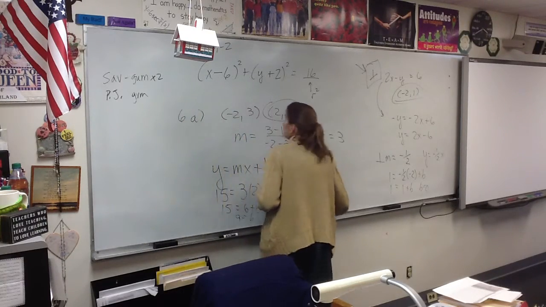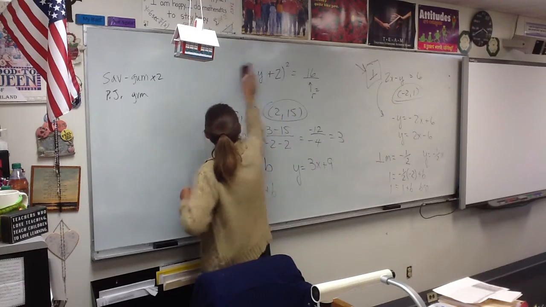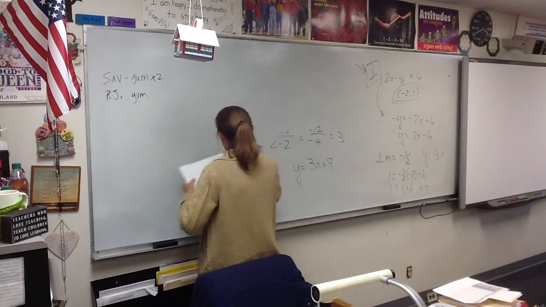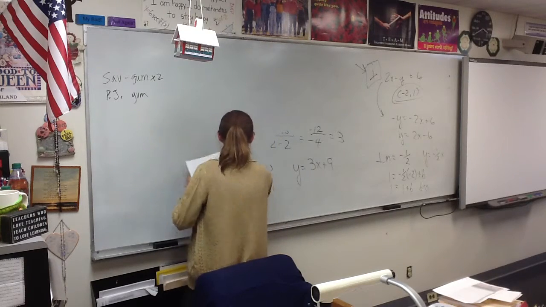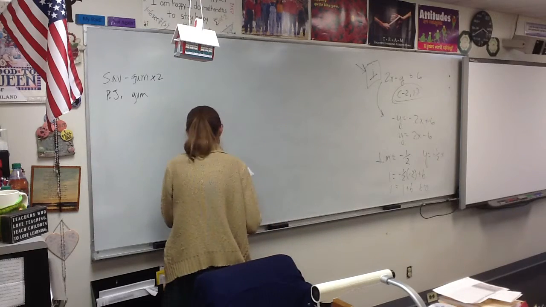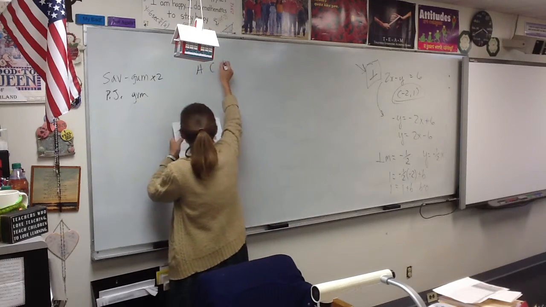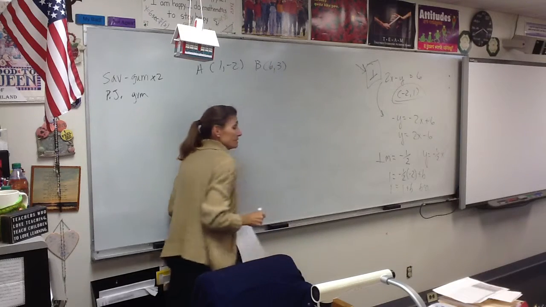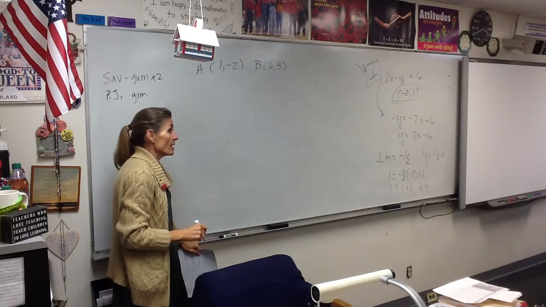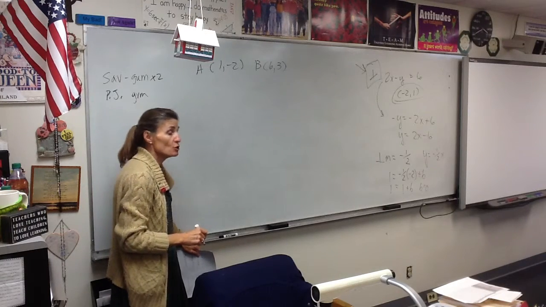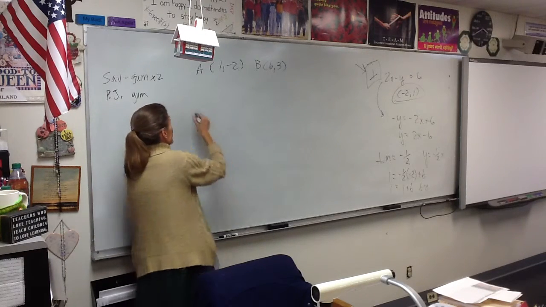Number 5. We had a quiz over this. What's A asking for? I'm looking at number 5. What's A asking for? Distance. So my points, and I need the distance. Okay, this isn't baby school. I don't give you the distance formula. You need to have it memorized.